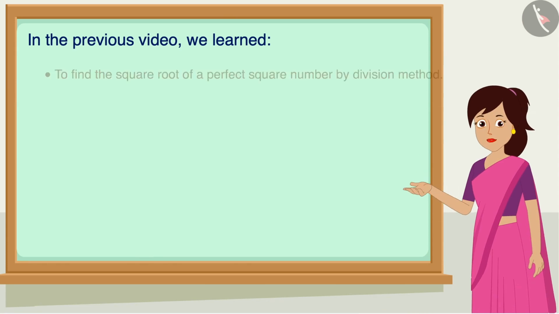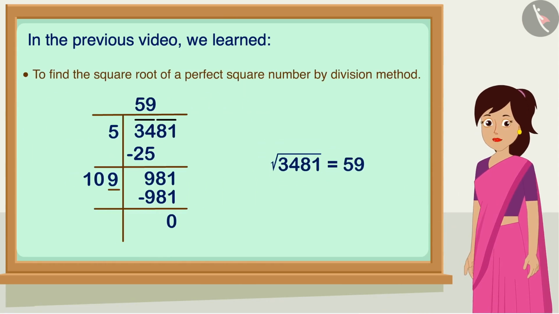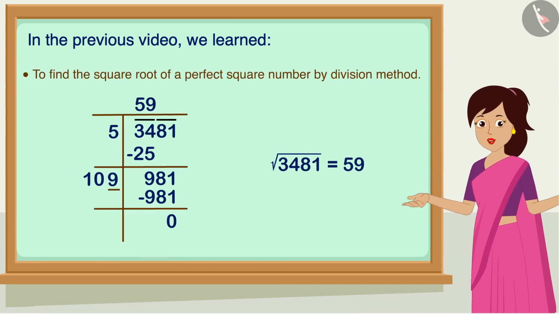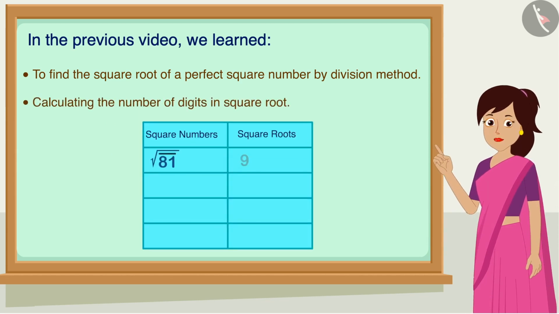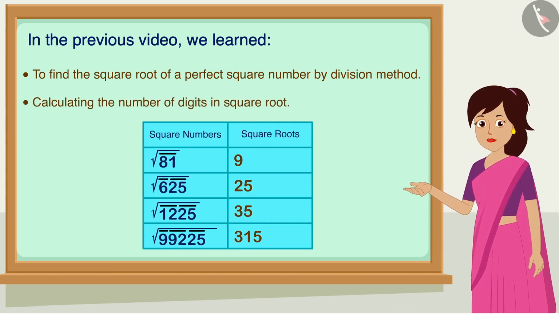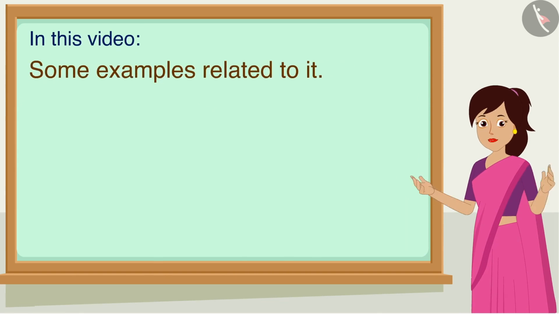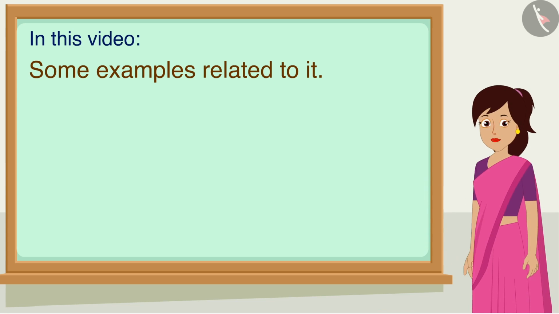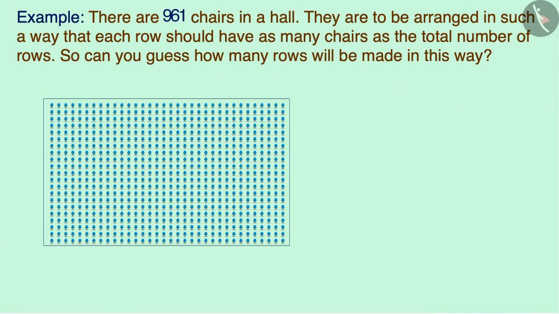In the previous video, we learned to find the square root of a perfect square number by the division method and to calculate the number of digits in its square root. In this video, we will see some examples associated with the division method of finding the square root. Let's look at the first example.